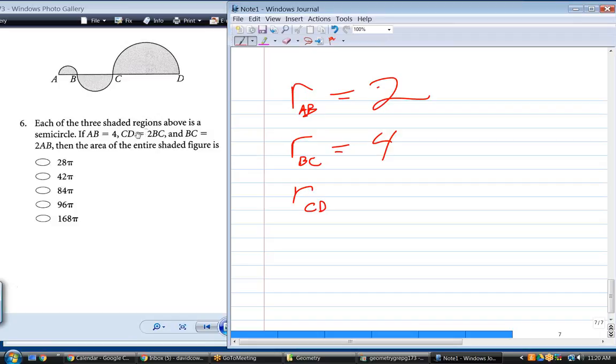It's bigger. Bigger by how much? 2 times BC, that'd be 4. What was the radius of BC? 4. So it'd have to be 8.